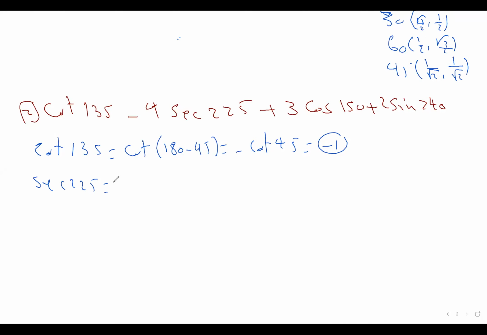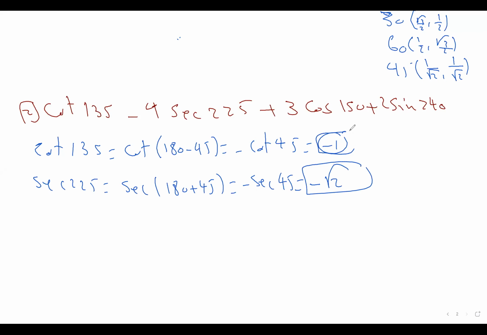Sec 225, in which quadrant? Third. Third quadrant, so it will be sec of 180 plus 45, which is negative sec 45. Sec is the reciprocal of cosine. It will be negative the reciprocal of cosine 45, which is negative root 2.